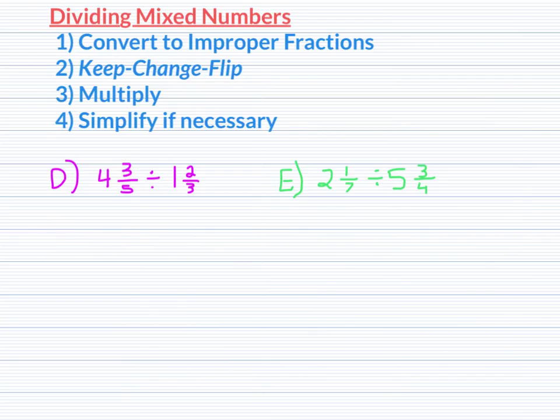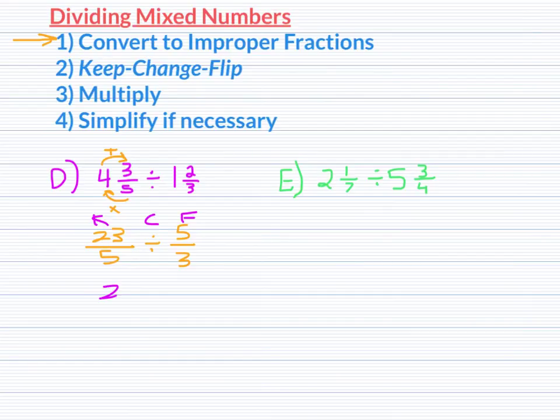Now, when we have mixed numbers, we do these problems very similarly, but just like with multiplication, the first thing we want to do is convert from mixed number to improper fractions. So let's do that. We'll do 4 times 5, that's 20, and then we'll add 3. So we get 23/5, and that's divided by 3 times 1 is 3, plus 2 is 5. So we get 5/3. And now we keep, change, flip.